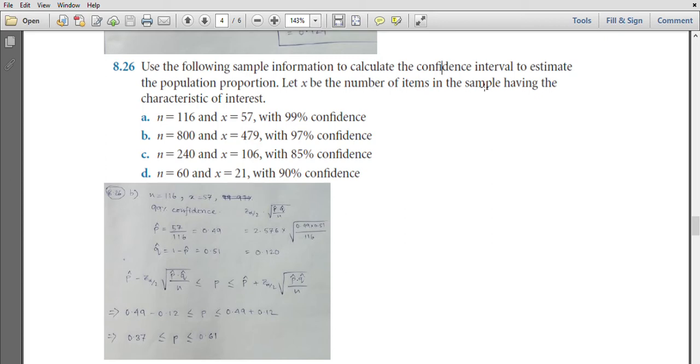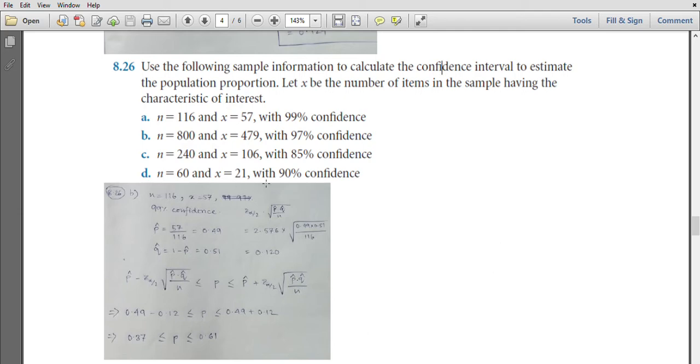X is the number of items in the sample having the characteristic of interest. This is actually given to find P hat. So P hat is not directly given, it's given in an indirect way. If we have a sample size of 116, and for 57 instances we have success, meaning they have the characteristic, then the probability of success in the sample will be 57 by 116. So P hat will be 57 by 116 or 0.49, and Q hat, the probability of failure in the sample, will be 1 minus P hat, which is 0.51.